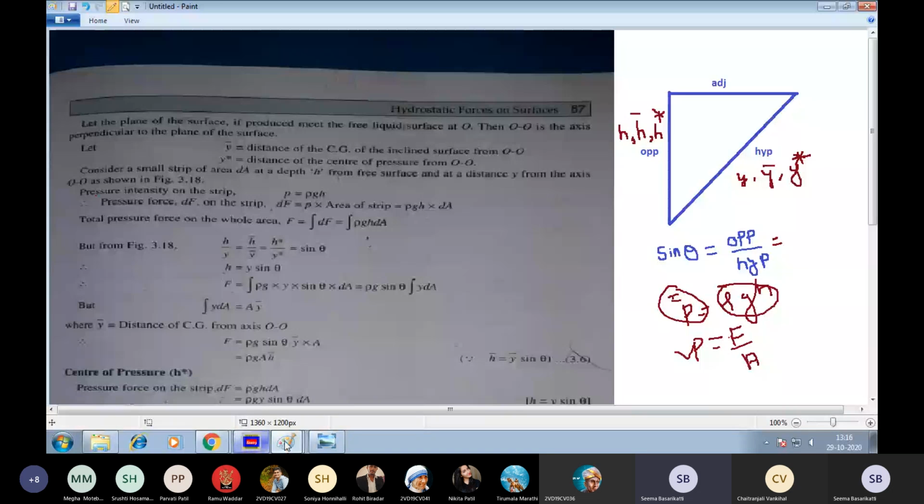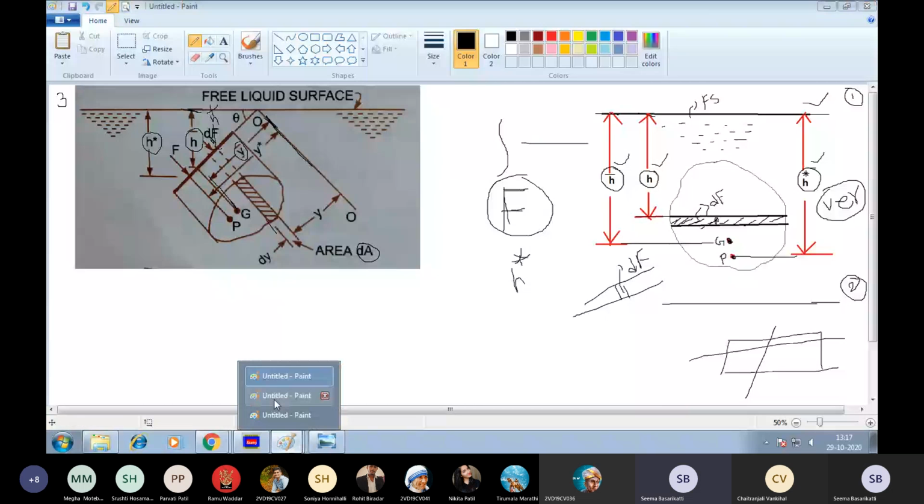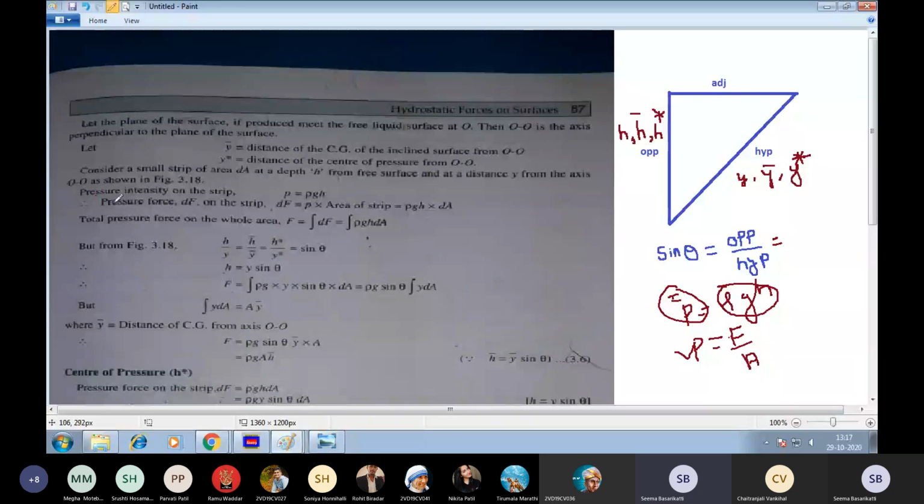Now I have to concentrate only on this strip and identify what is the force exerting on this strip. Once I identify the force exerting on the strip, then I can identify the height of this particular force from the free surface of the liquid. So in this derivation, the pressure intensity on this strip, the common equation, is written as P is equal to rho g H. I am concentrating only on the strip, therefore I have taken it as a dF.